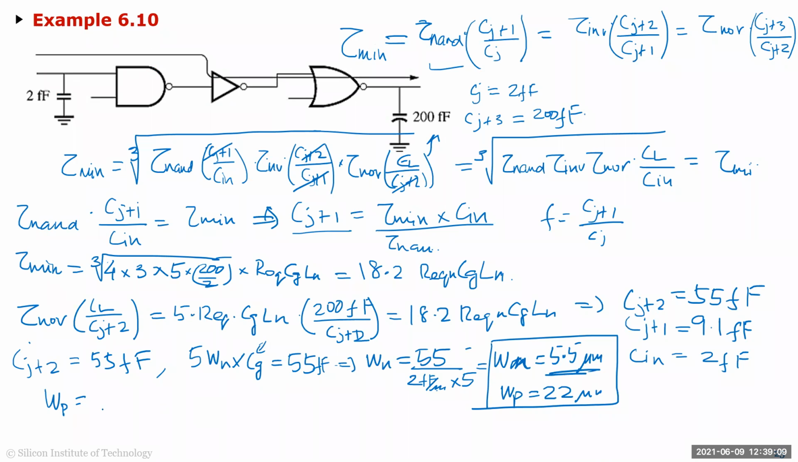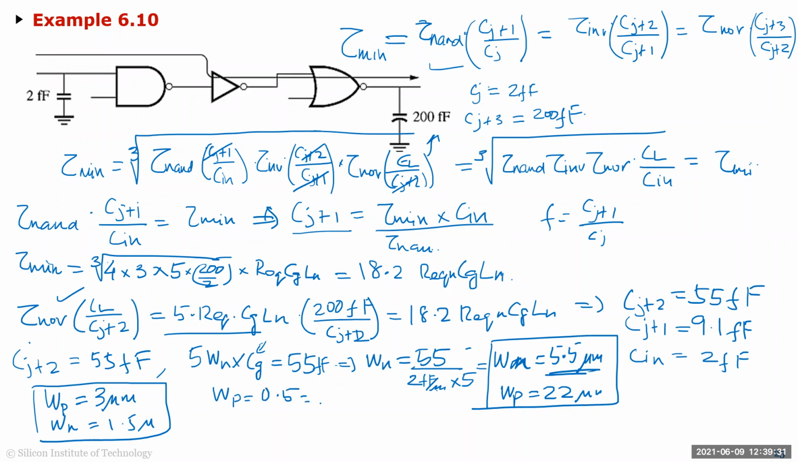And similarly, you can calculate for the inverter, where WP is going to be 3 and WN is going to be 1.5, using the same equation here and equating it to this. And for NAND, WP and WN are the same, 0.5 micrometer. Okay, so that's how you do sizing for a certain path, right?